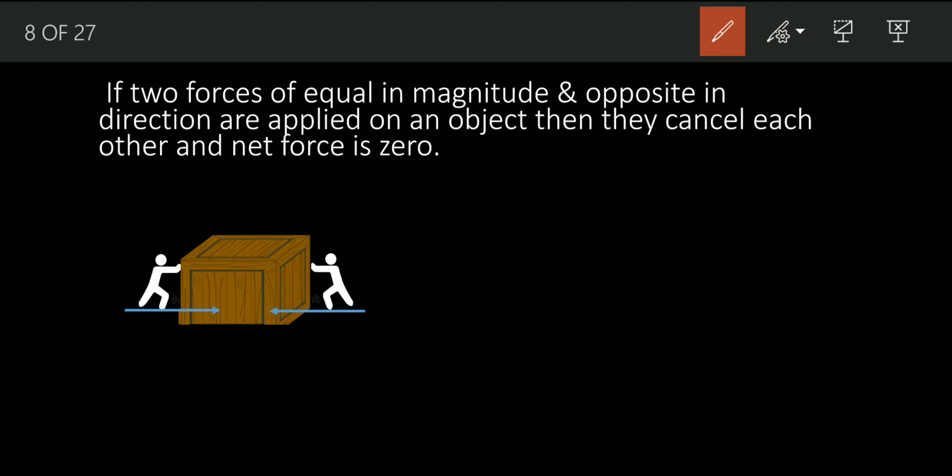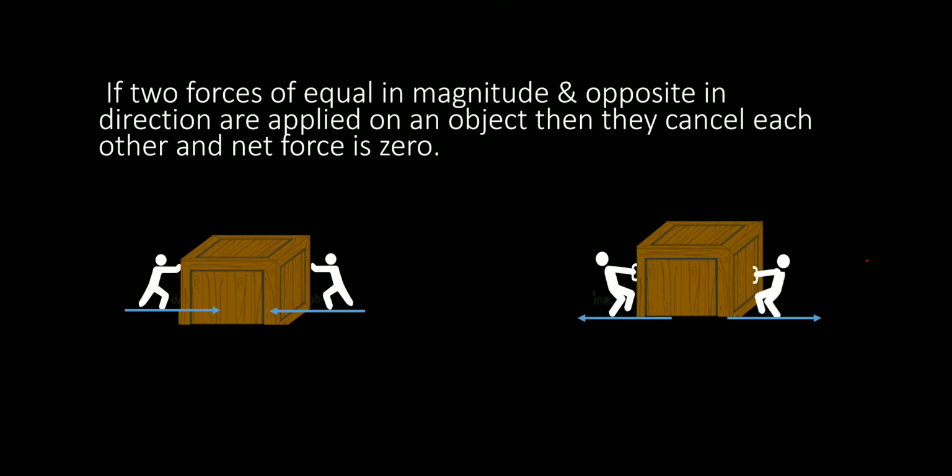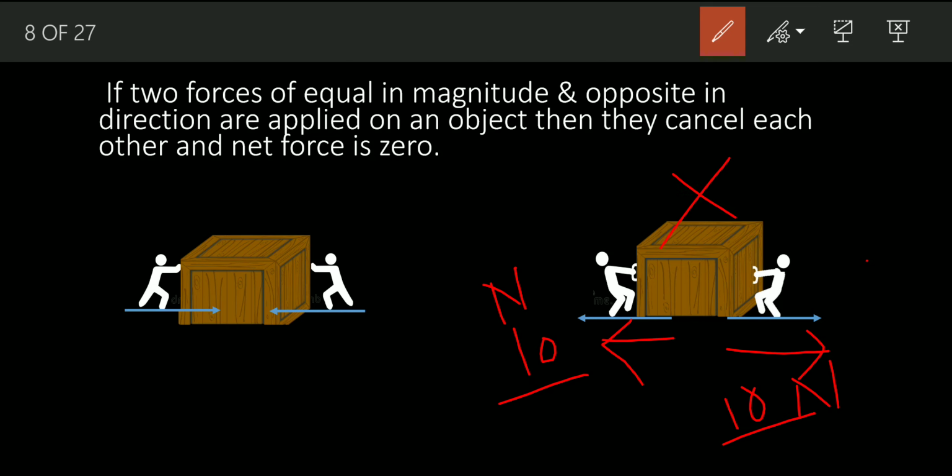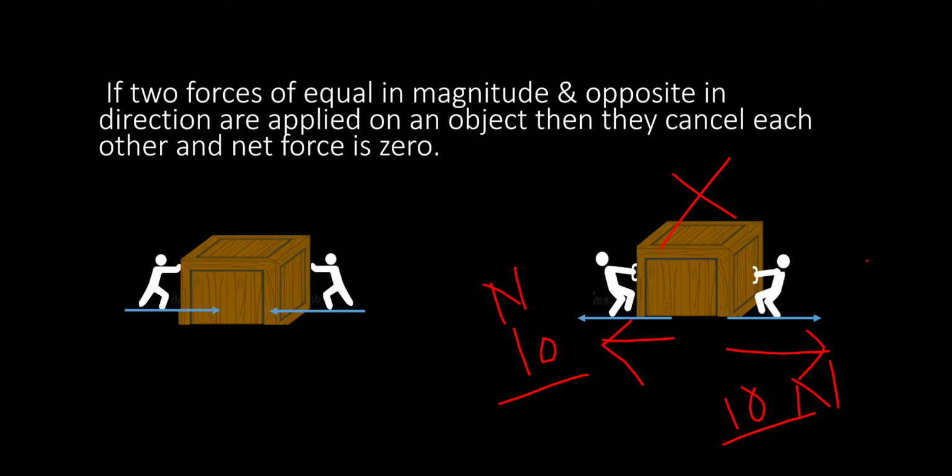Okay. Now take another example. Suppose here he is pulling this side by 10 Newton force and he is also pulling this side by 10 Newton force. Here also two forces equal in magnitude and opposite in direction are acted. So the net force is 0 and the object doesn't move. Such forces are called balanced forces.